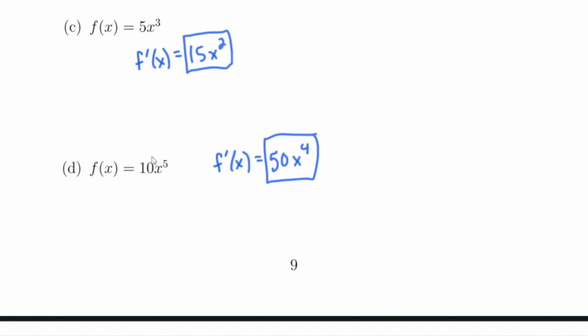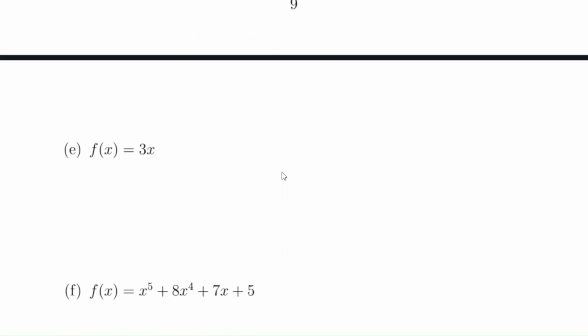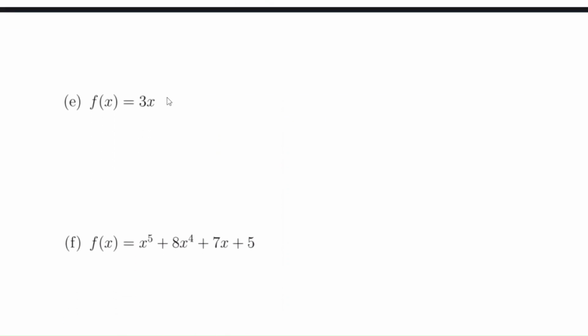Okay, right, 5 times 10 is 50, and then lower the power, you get 50x to the fourth. Okay, and what about just 3x? Now, 3x is the same thing as 3x to the 1. So the derivative here would be 3 times x to the 0, but x to the 0 is just 1, so it's just 3. And actually, this makes a lot of sense.